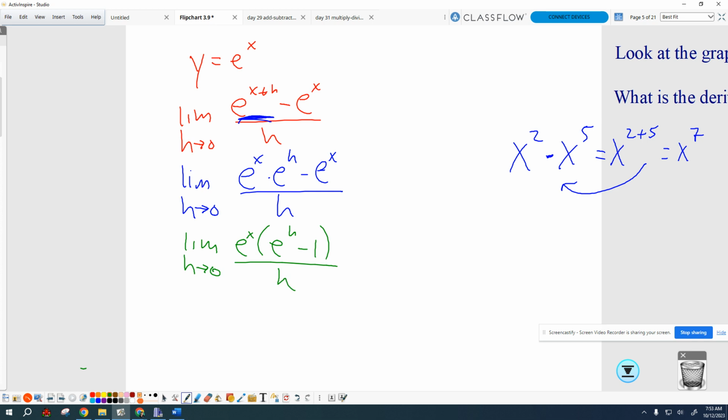Clara, what did this do? From the warm-up, the graph, what happens as h goes to 0? What does this part do? That goes to 1. So the derivative of e to the x, by the limit definition of the derivative, is e to the x. Yes. Is that something we just have to remember?